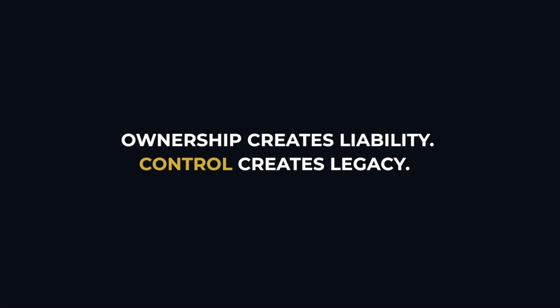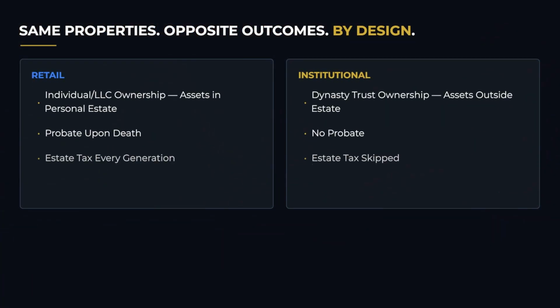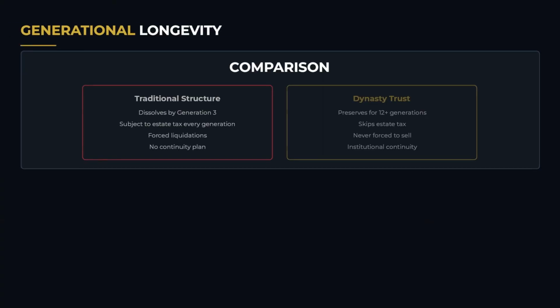Ownership creates liability. Control creates legacy. Here's the structural difference that they hope you never see. According to the retail structure, aka the trap, you have individual or LLC ownership, assets in personal estate, probate upon death, estate tax at each generation, forced liquidation, wealth dissolved by generation 3. Then you have the institutional structure, aka the exit, dynasty trust ownership, assets outside personal estate, no probate, estate tax skipped, never forced to sell. Wealth compounds across multiple generations. Same properties, opposite outcomes by design.